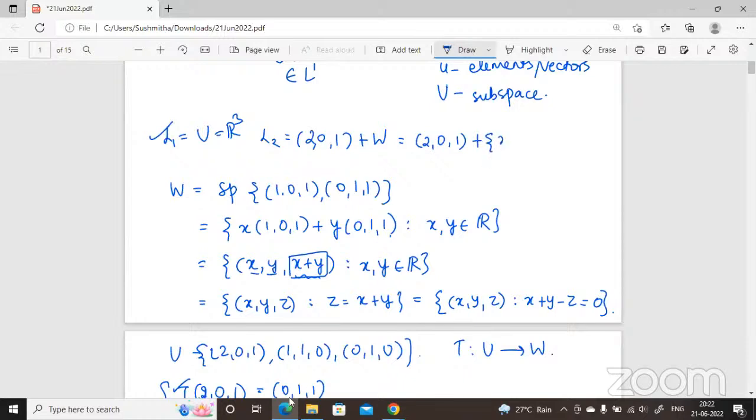L2 is what it maps to once you use the function. No, L2 is the codomain. What it maps to is the range that we are interested in, but this is the codomain, and we know L2 is (2,0,1) plus W, and we know what W is. So what is this set? This is the translation of this subspace by the vector (2,0,1).